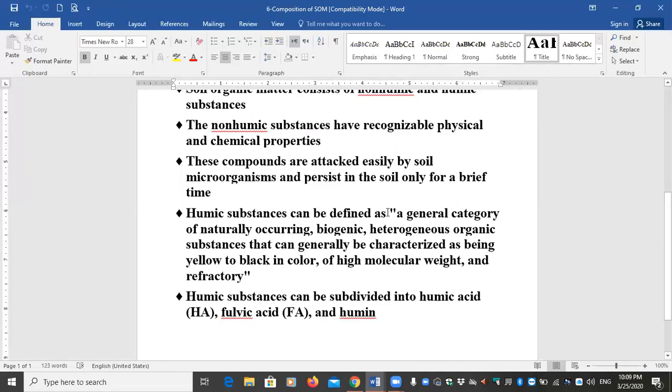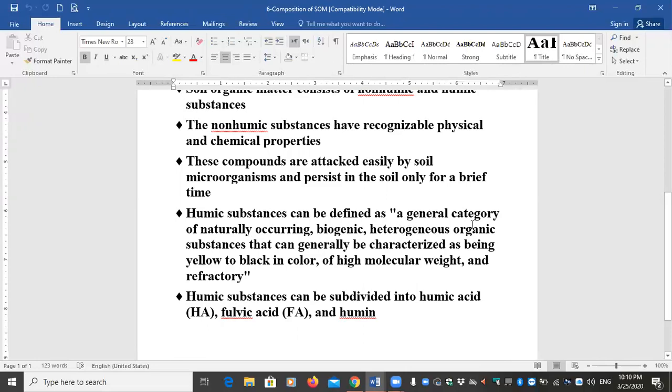So the humic substance can be defined as a general category of naturally occurring biogenic. Remember, they're synthesized, and they cannot be synthesized without the presence of the microorganisms. That's why we call it biogenic. So they were produced in the soil with the help of the microorganisms that live in the soil. Heterogeneous organic substances, so they're not homogeneous, and we said also they're variable. If you take humus material from different sections of the soil, you will find that it's not always the same.